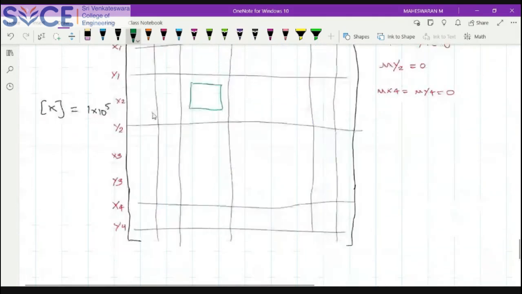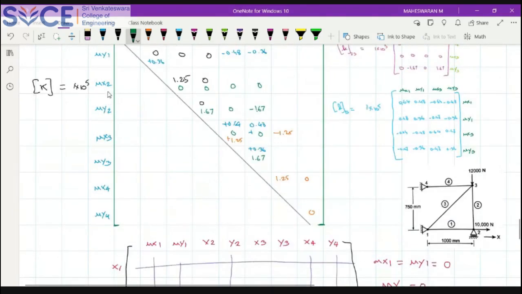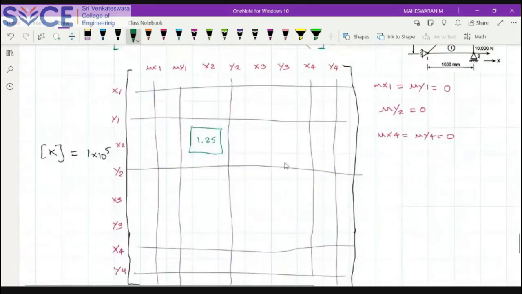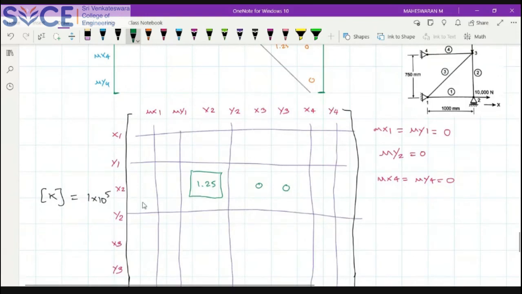So you have 1.25 and x3. So x2, x3 has the value 0. x2, y3 is also 0. So these two terms are 0. And x3, x2, what is x3, x2? Of course, you know that x2, x3 is 0, so x3, x2 is also 0. Since it's symmetric, I'm not going to consider the rest.